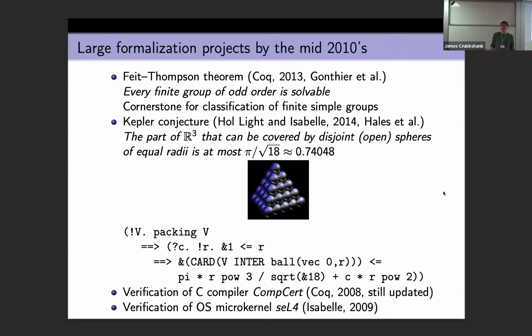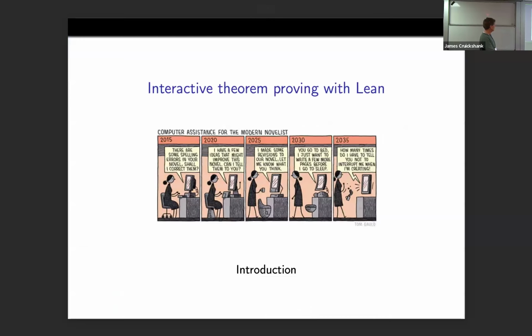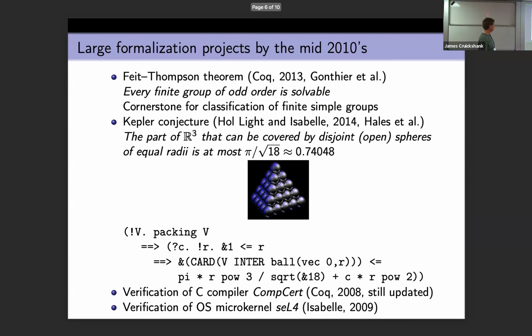So now, before we get to the modern age, if you go back, let's say 10 years, maybe even before 2015. Let's go back. Oh, that's here. There are some spelling errors in your novel. Shall I correct them? Okay, yeah.